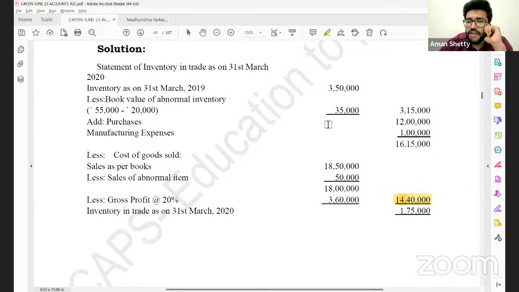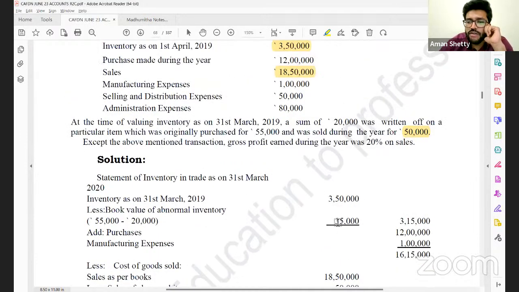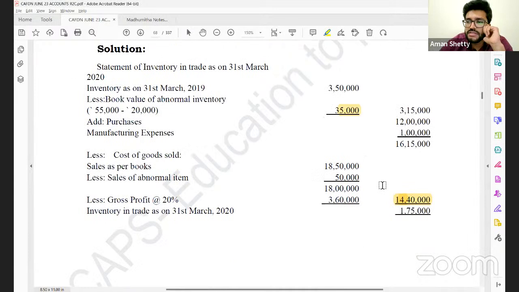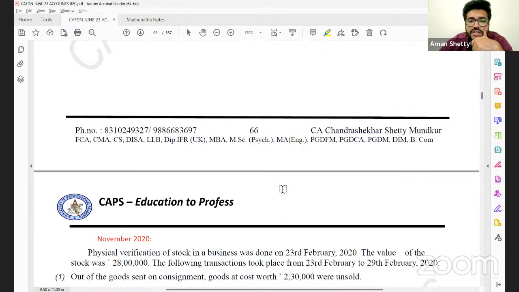50,000 is the sale value of the abnormal sale item. Opening stock value is 35,000, correct? So it is 15,000. Yes. Suppose that is clear, right? Shall I move on to the next problem then? Everybody understood this? Yes, sir.